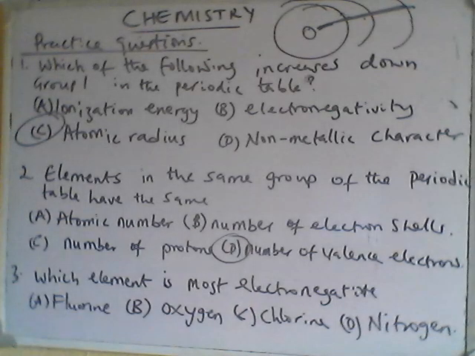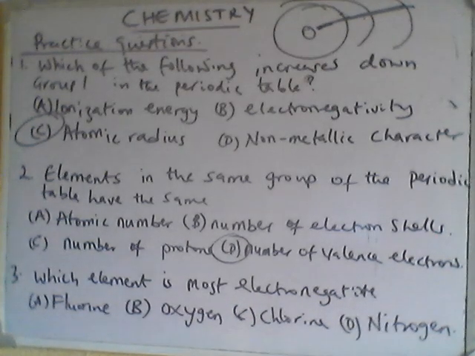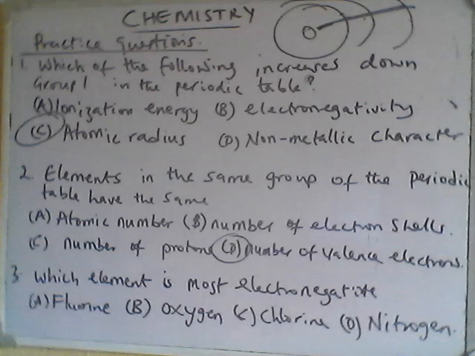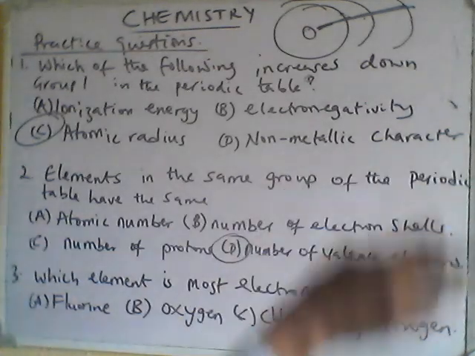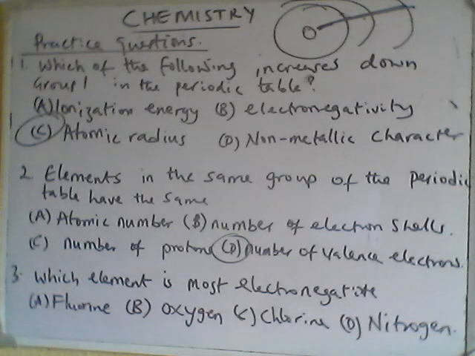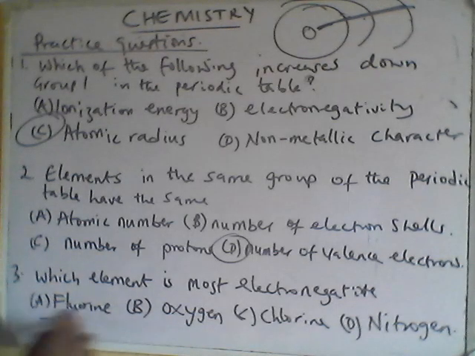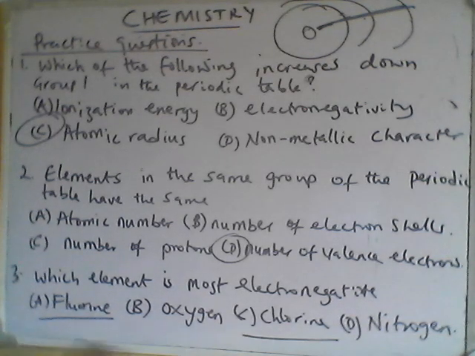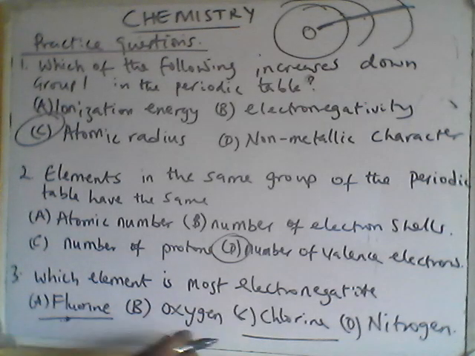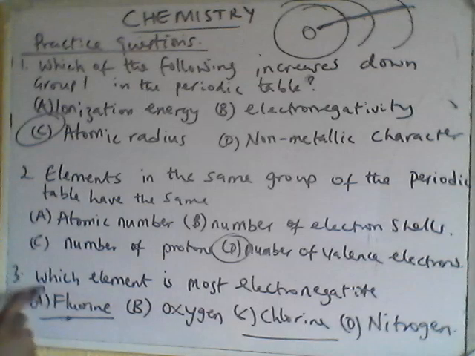Okay, so which element is the most electronegative? The elements are those at the far right, not inert gases, sorry, far right, and topmost. So I'm seeing 2 halogens here already, but this one has more electronegativity because it comes first before chlorine. So A is the answer.